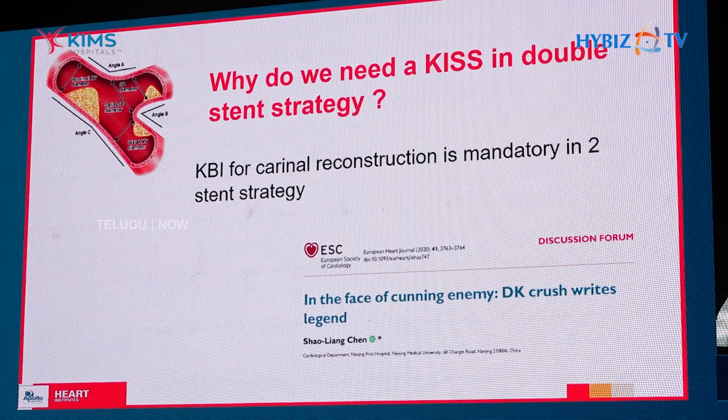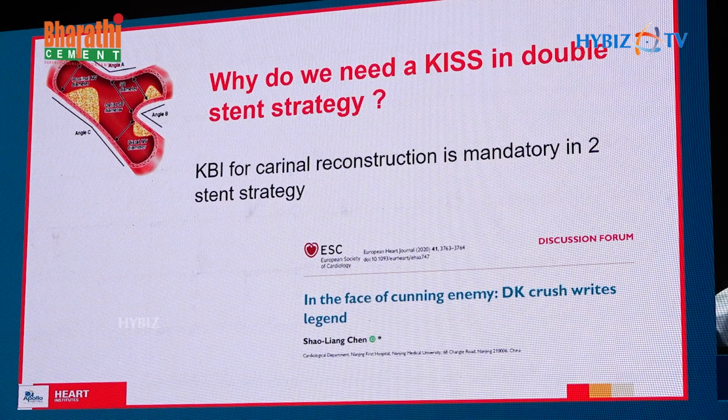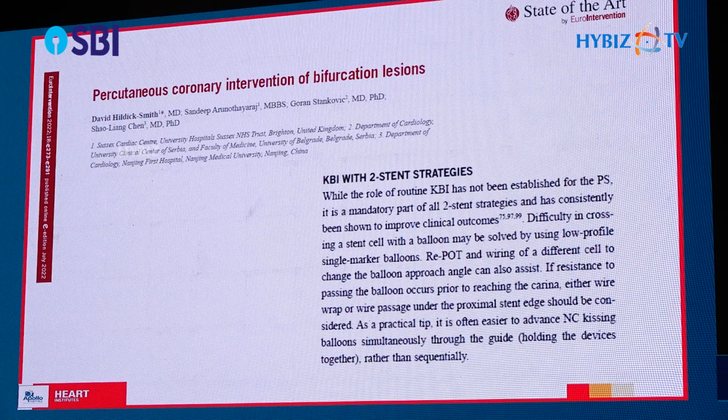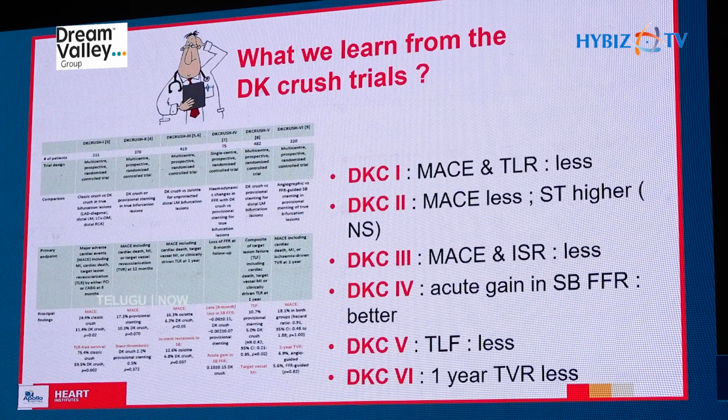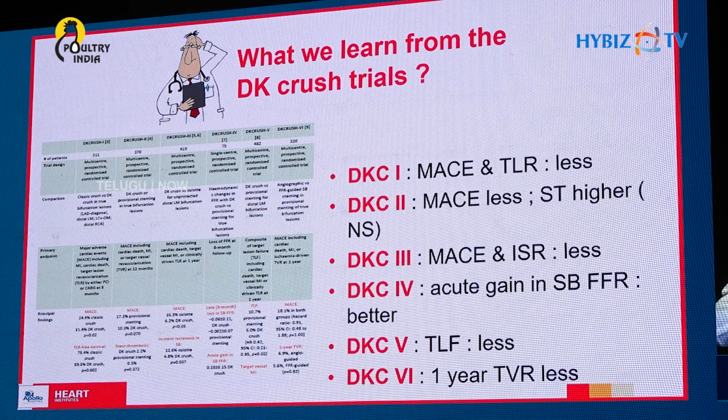Kissing balloon inflation for carinal reconstruction is mandatory in a 2-stent strategy. And we know that DK crush is the best procedure so far among all the 2-stent strategies. This is a state-of-the-art review about percutaneous coronary intervention, where they state that you first do a POT and then a re-POT. There are a lot of controversies, but definitely a kissing balloon dilatation is important. If you go through the DKC trials, DKC 1 to DKC 6, and of course DKC 7 is going on, all these DK crush trials show that MACE, ISR, TLR, TLF, TVR are all less if you do a final kissing balloon dilatation.